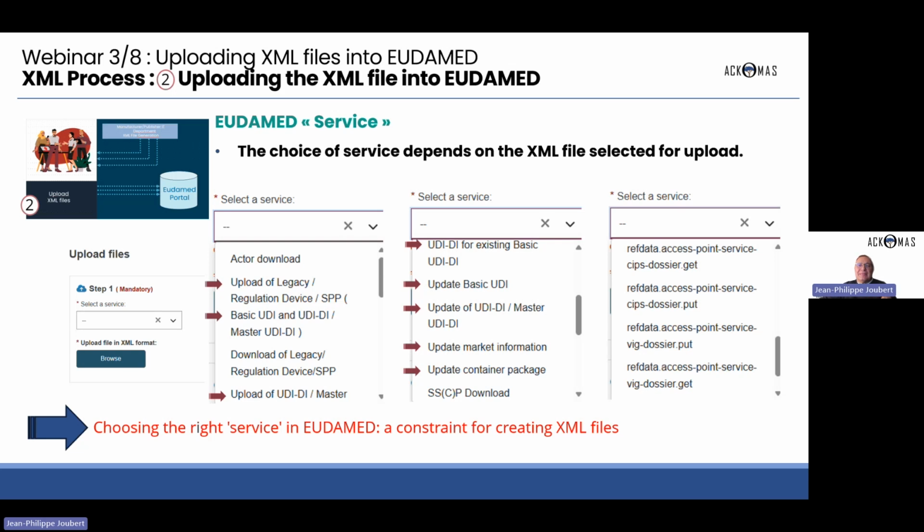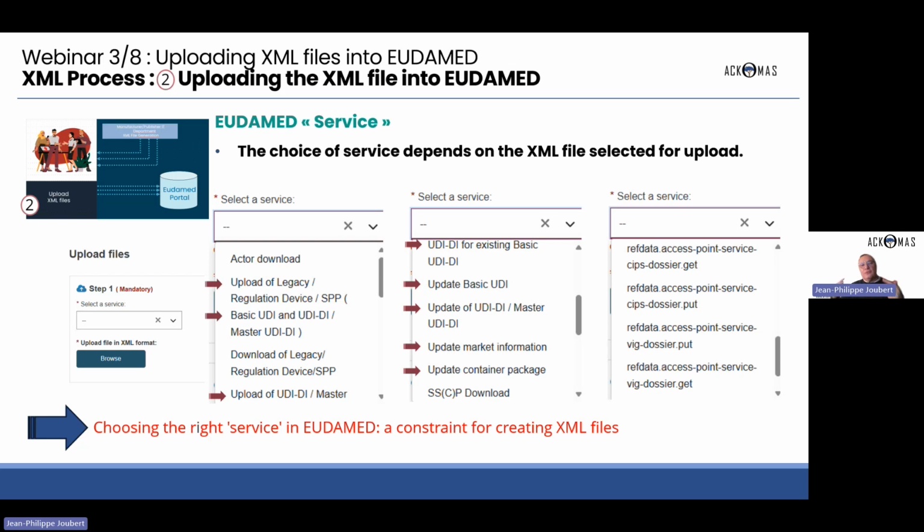Imagine you create a Basic UDI-DI and 3 UDI-DIs, but one of them is incorrect. So the creation of the third UDI-DI, which was previously erroneous, will follow a different XML file format when I want to recreate it. It will not follow or use the initial format.